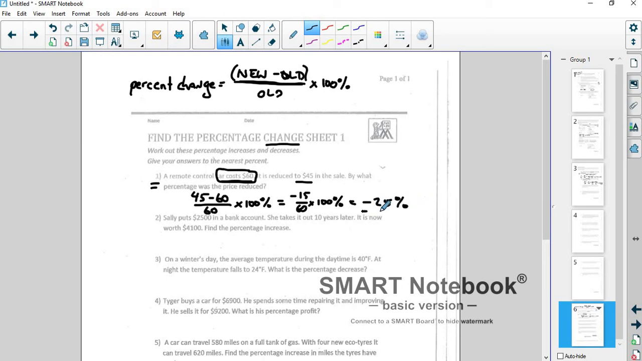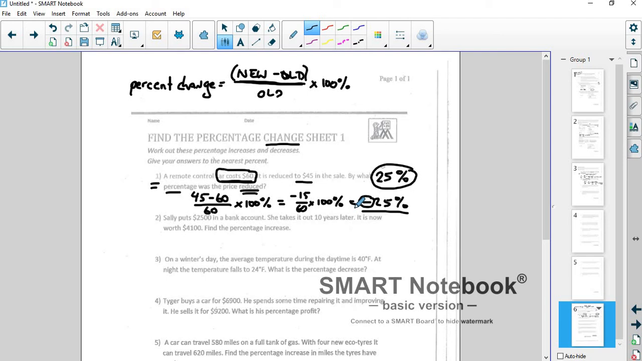Now be careful, that is not your answer, because the question says by what percentage was the price reduced. Why is this a negative? Because the price decreased. You don't want to say the price was reduced or decreased negatively, because that would be like a double negative basically. And so by what percentage was the price reduced? The answer there is 25%. It was reduced by 25%. And again, that's why you got a negative number, because you were reducing the price.